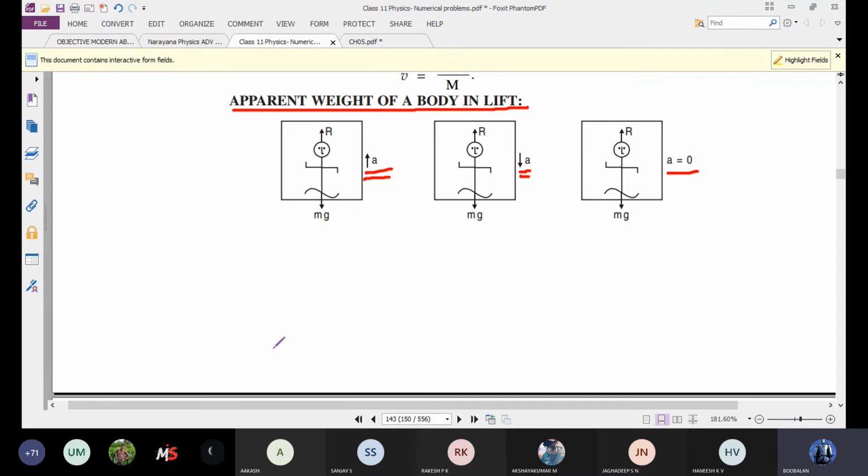Okay, just imagine the apparent weight of your body: mass into gravity is there, acceleration is also there. So which condition will we add, which condition will we subtract? Whether it is moving in the upward direction or the downward direction. G is acceleration due to gravity. When moving up, the G value is in the downward direction and the A value is in the upward direction. You should take both values, G as well as A.